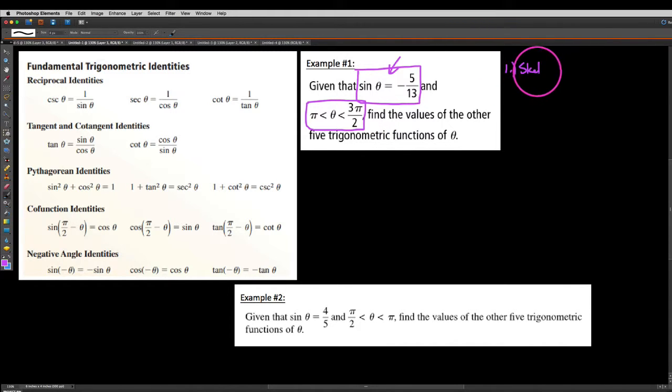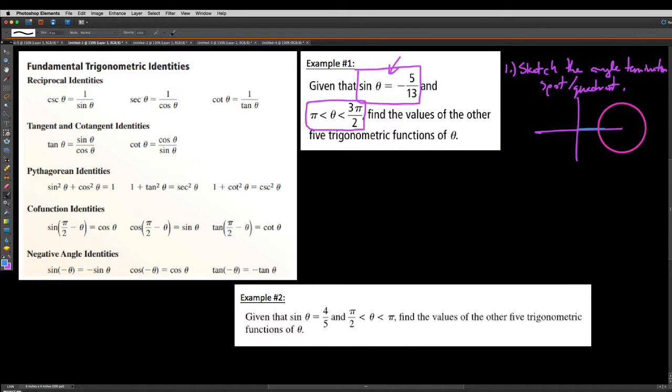We're going to identify the quadrant by sketching the angle's terminating spot or quadrant. Essentially, the idea here is this. They've said that our angle is somewhere between pi and 3 pi halves. So what we're being told is that this angle in standard position is somewhere between pi radians and 3 pi halves radians. And it certainly doesn't matter to me where I sketch it in.